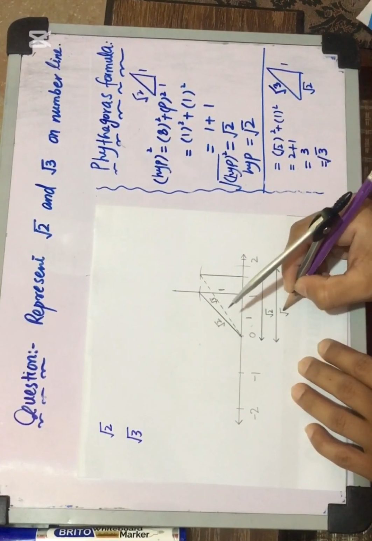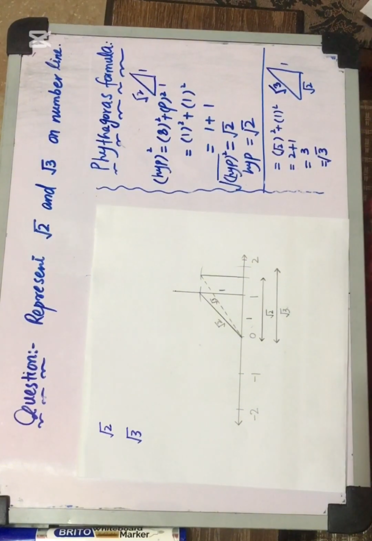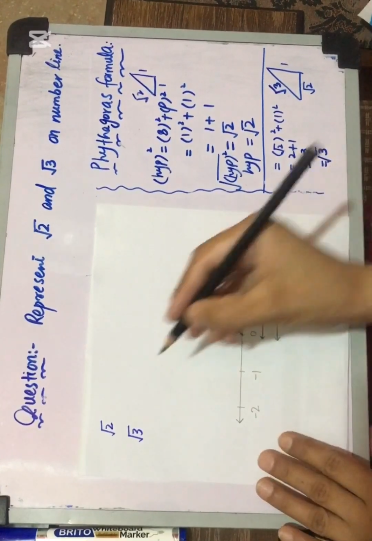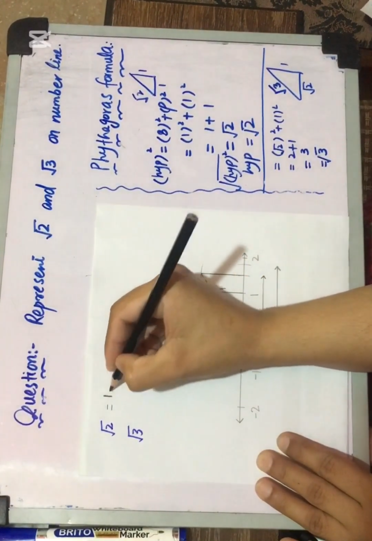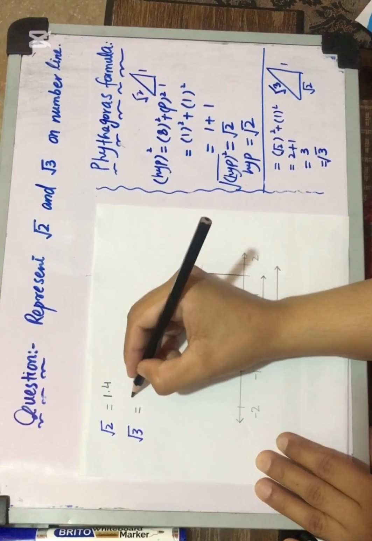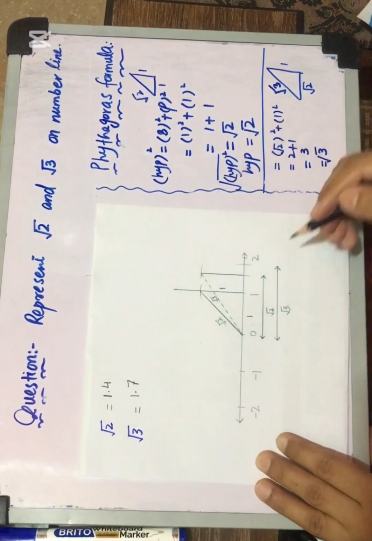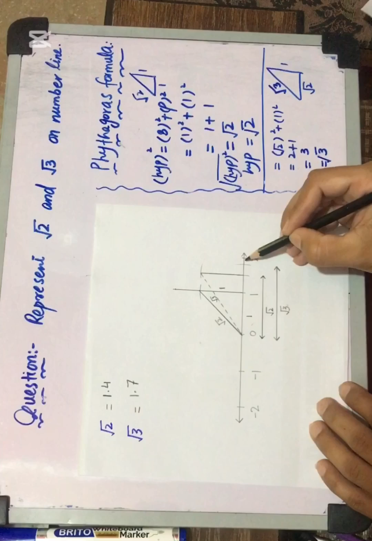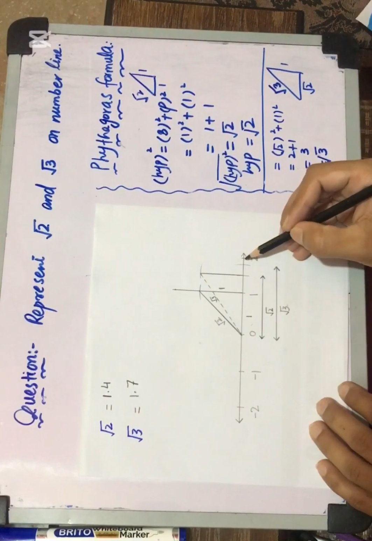As you know that square root 2 is equal to 1.4 something, and the value of square root 3 is equal to 1.7 something. So you can see here 1.4 and 1.7 something.